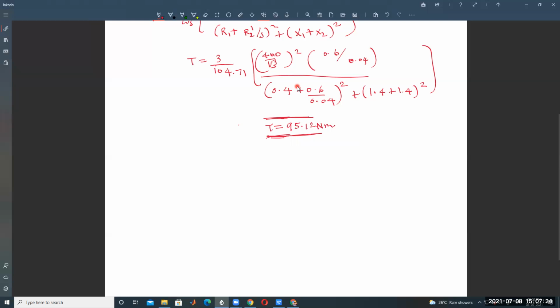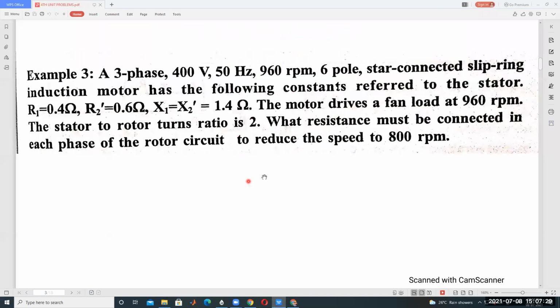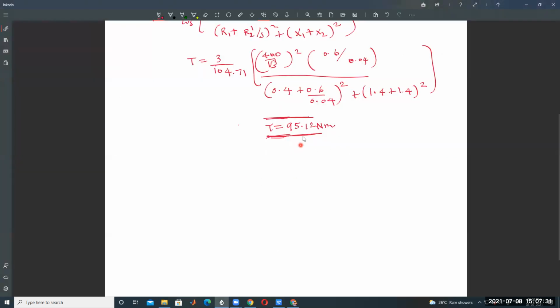Okay, so then this is a fan type load. 93.55, sir. 93.55 Newton meter. This is the torque resistance. Okay. Then so fan type load only. Fan type question.